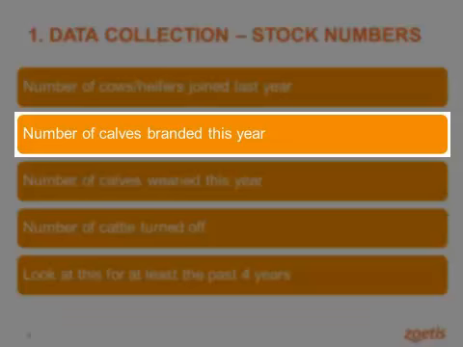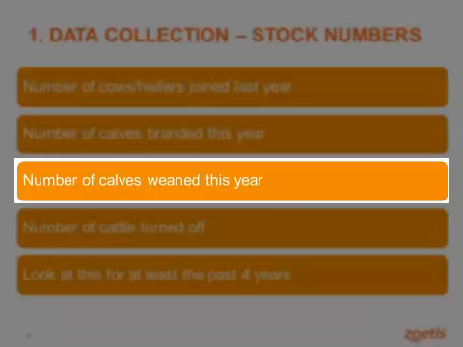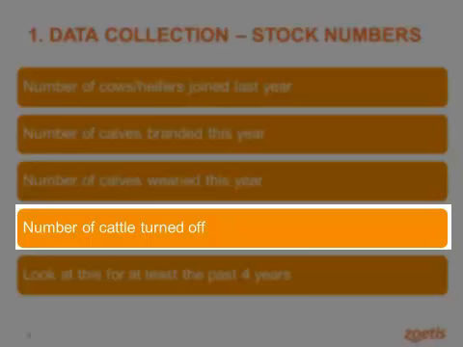Then you want to look at the number of calves branded this year. Then you want to look at the number of calves weaned this year. And then if we follow through with this, we will then look at the number of cattle turned off. So we're following each cohort of cattle as they go through the production system, and using our records to look at how many animals are being presented at each of those critical time points.